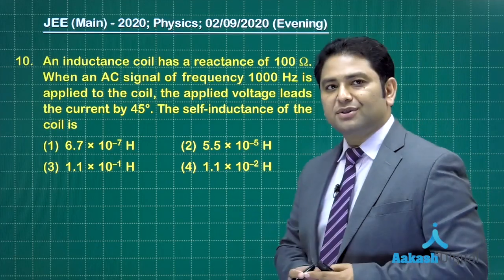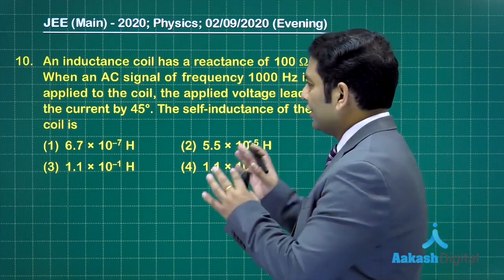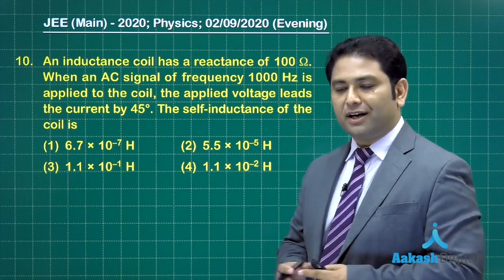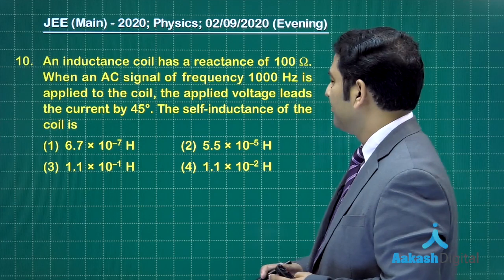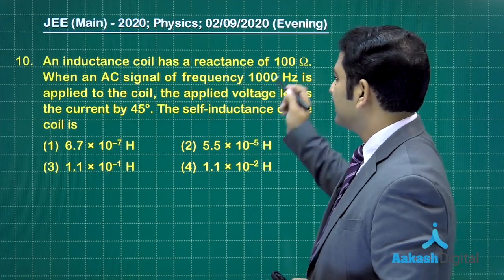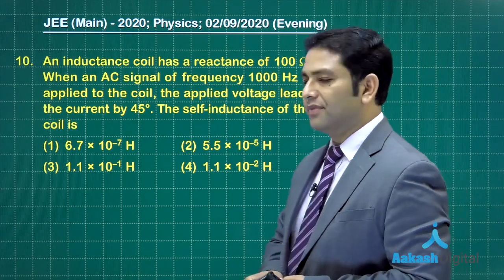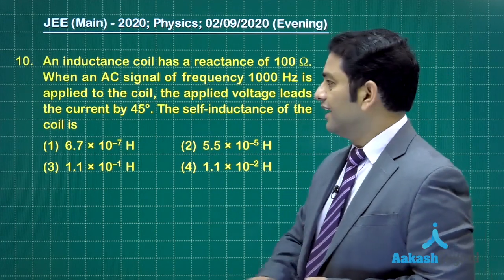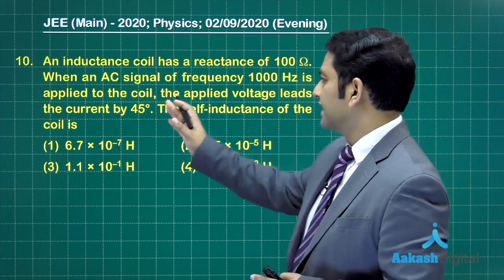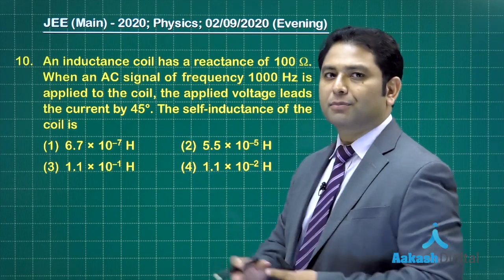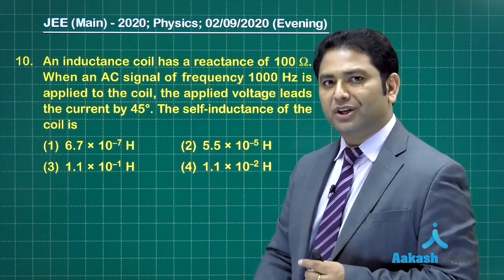Question number 10, if you see here, then there's a little bit of discussion required before we go for the solution. Read the question properly. The inductive reactance has been given, that's 100 ohm. The frequency is given, and there are other parameters given as well. The voltage leads the current. That means that's a pure characteristic of an RL circuit, we know.